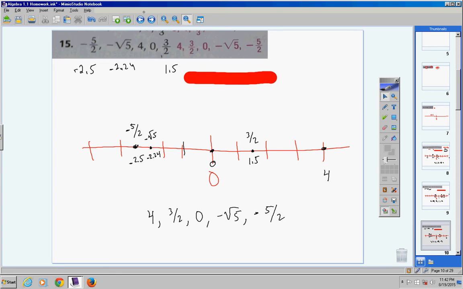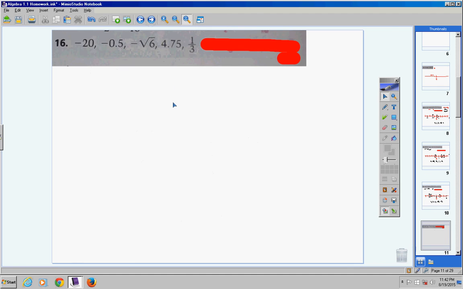Let's move on to number 16. Square root of 6 is going to have a decimal of 2.449 or 2.45, so negative 2.45. This is already a decimal, this is already a decimal, this is a whole number. 1/3 would be 0.3 repeating. So let's see what we have here.